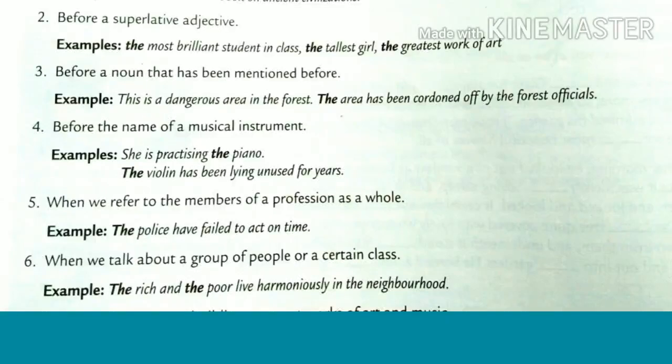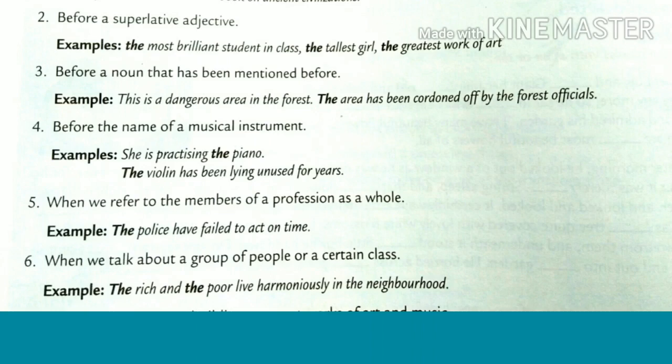Next one. When we talk about a group of people or a certain class. If we talk about a group of people or a certain class, we have to use the. Like, the rich and the poor live harmoniously in the neighborhoods. The words rich and poor are mentioned as classes.